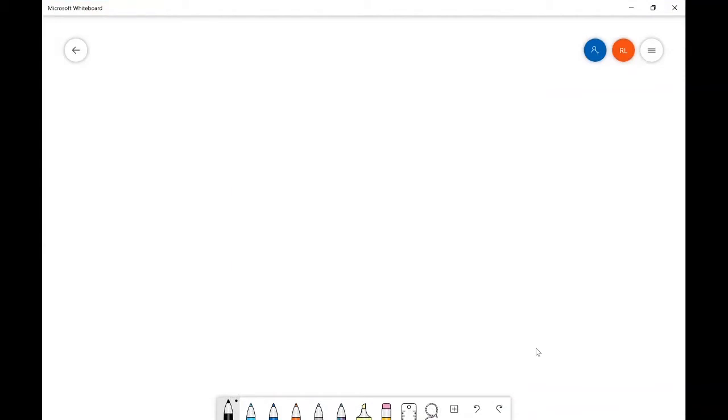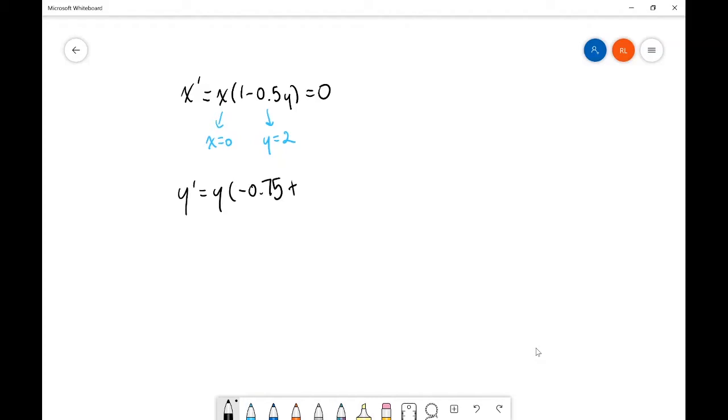All we have to do is set x prime, which is defined as x times (1 minus 0.5y), equal to 0. We can see here that either x has to be 0 or y is equal to 2. We also have a second equation, y prime is equal to y times (negative 0.75 plus 0.25x), and we also set this to 0.